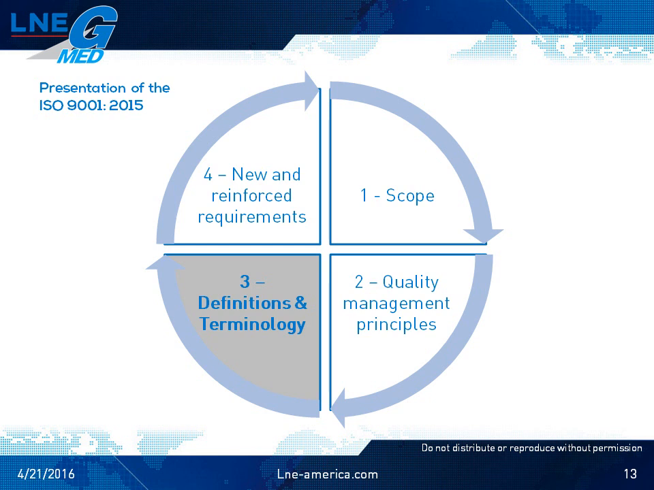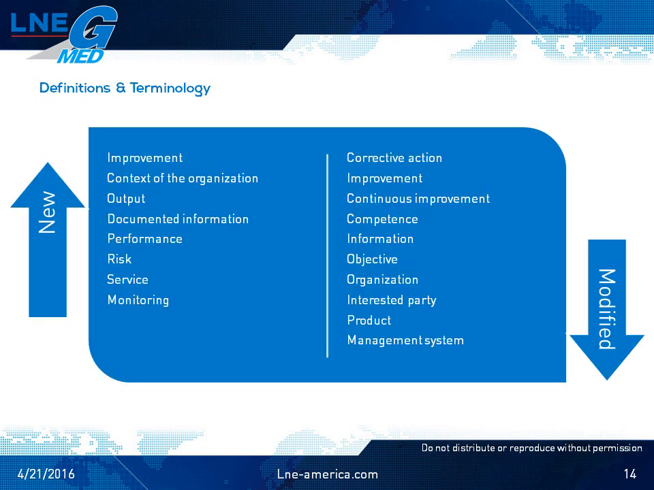Talking terminology, this is the subject of the next slide in which we will see the main changes. In the new standard revision, we identified 8 new definitions, as well as some existing ones that are being modified. For example, we have the interested parties, which already existed in the ISO 9004, but was not used in ISO 9001.